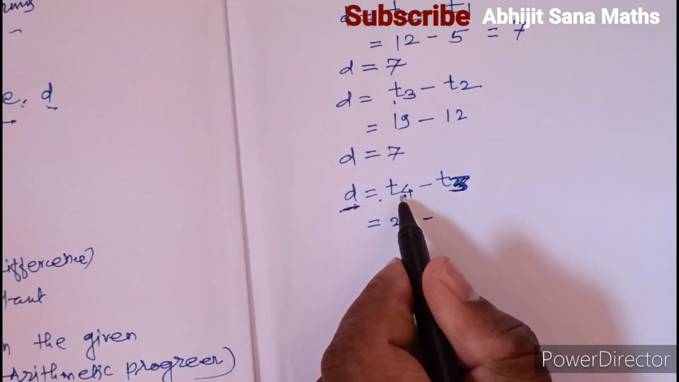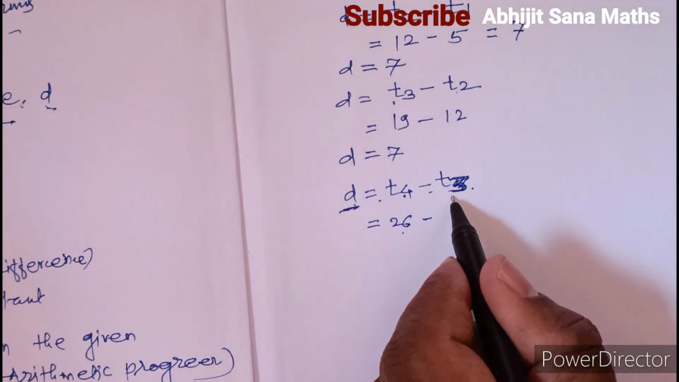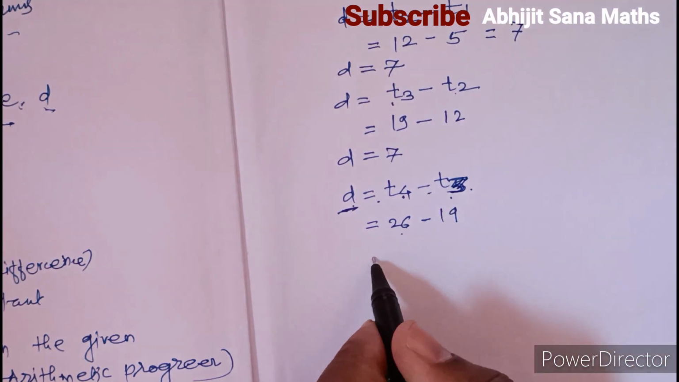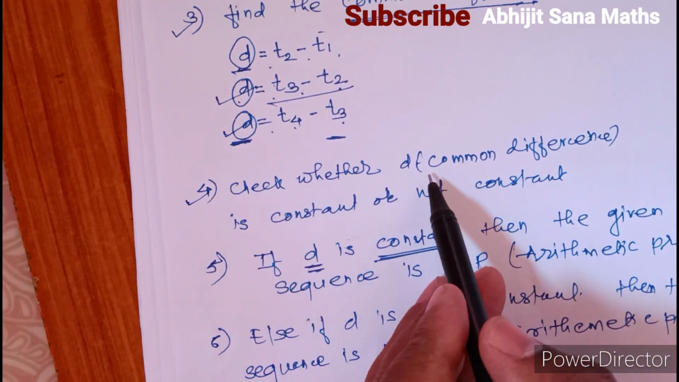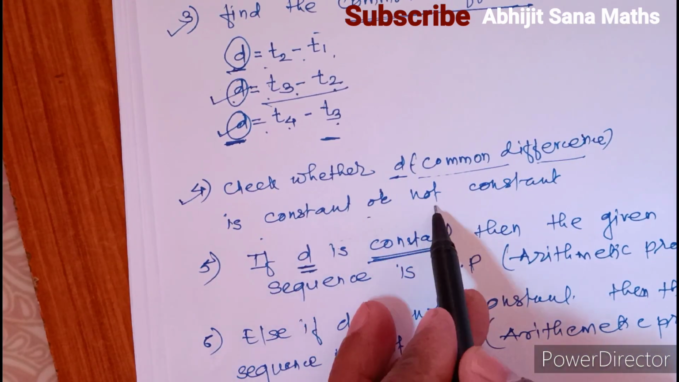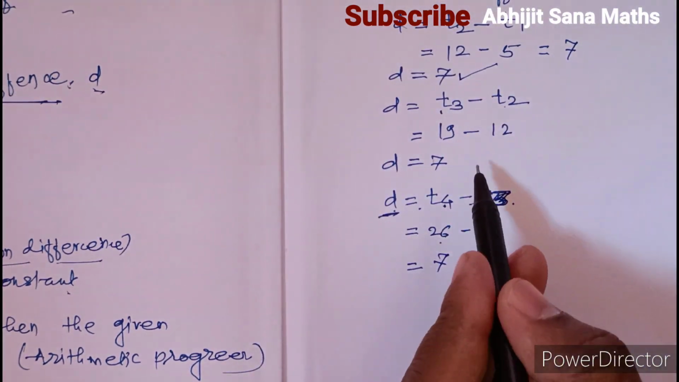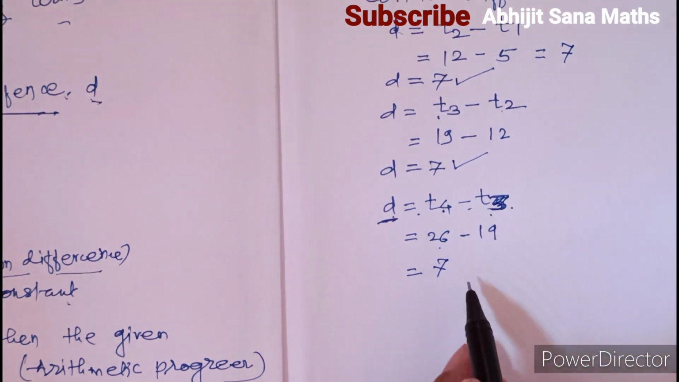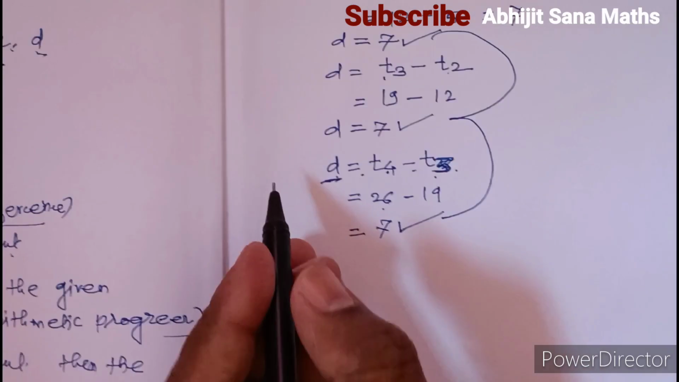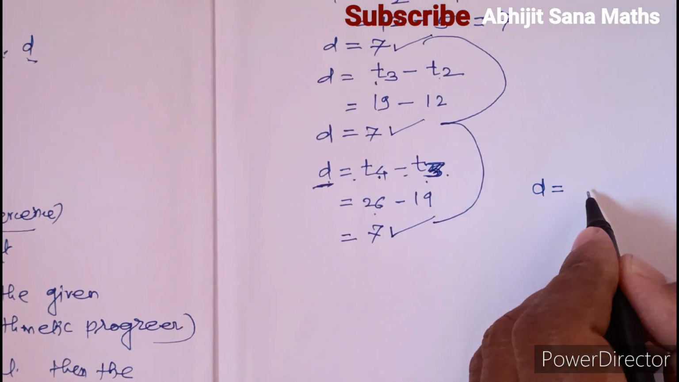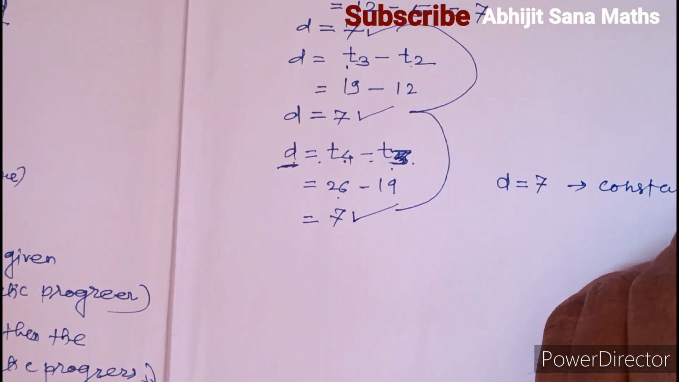d equals t4 minus t3. The value of t4 is 26, minus the value of t3, that is 19, means 26 minus 19, that is also 7. The next step is to check whether the common difference d is constant or not constant. Here first d equals 7, here also d equals 7, and here also d equals 7. In all cases, the value of d, the common difference, is 7, which is constant.